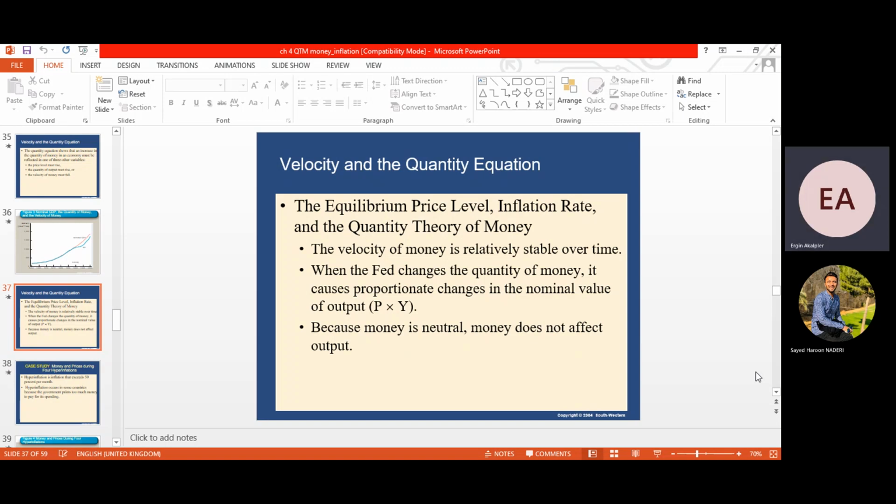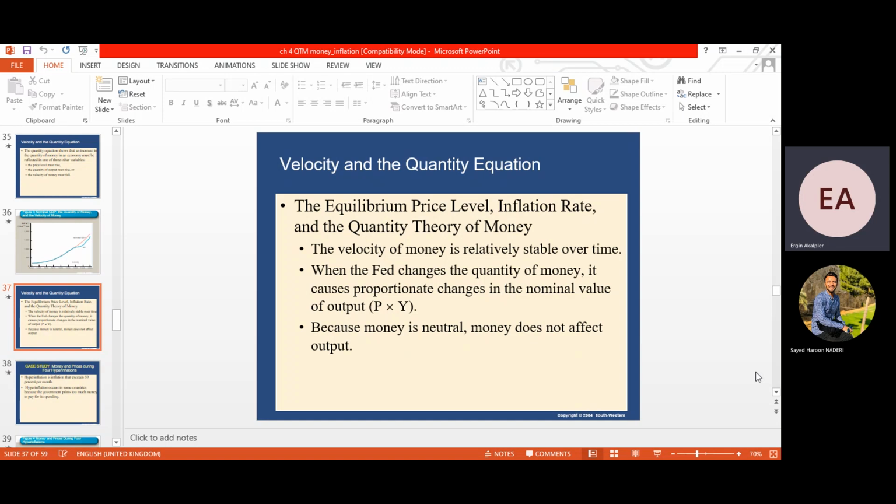Therefore, it only changes if the central bank does some activities for enlarging and increasing it, either printing money or making some monetary easing or, let's say, open market operations, expansionary or contractionary money policies, or some reserve ratio or discount rate or similar activities that can affect and change the amount of money in the system. And when the Fed or central bank changes the quantity of money, it causes proportionate changes in the nominal value, as indicated with P multiplied by Y, because it is affecting and changing.